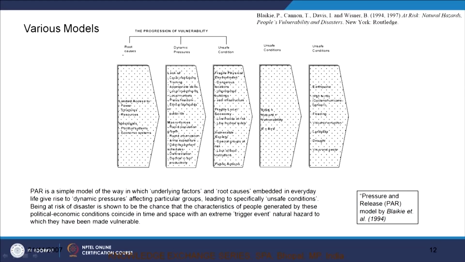So here it also talks about a progression of vulnerability. You have the root causes that already exist. For instance, there are certain tribes or villages who have very limited access to power structures and resources. And also the ideologies, like in the Arab countries, where they have a different ideology of gender, with limited power given to women.